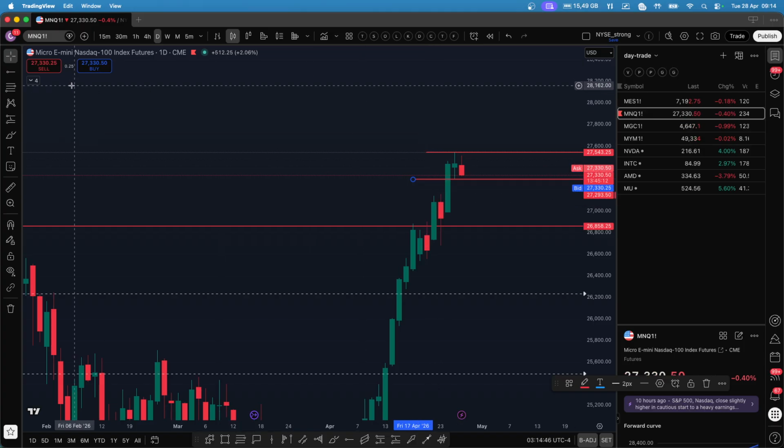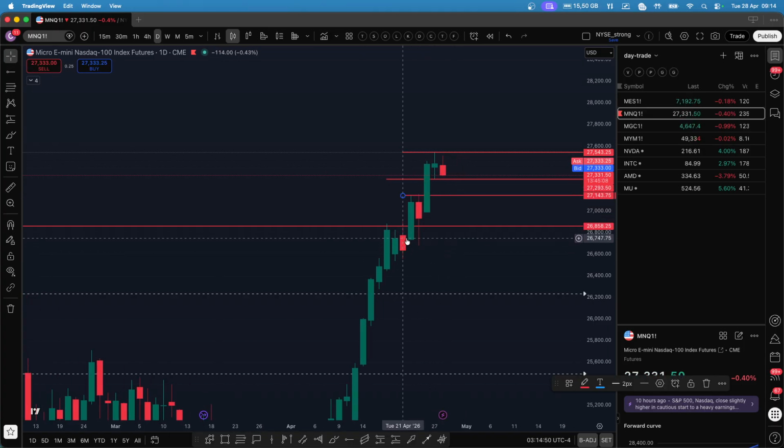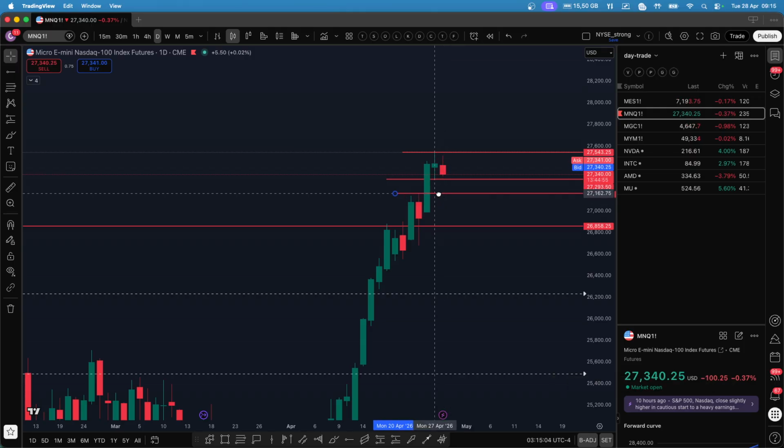We have another level which is here. So what happened is that we had a breakdown of a breakout of this consolidation zone. Then we had this consolidation and another breakout. So this could act as a support in future. That's why I marked this level.